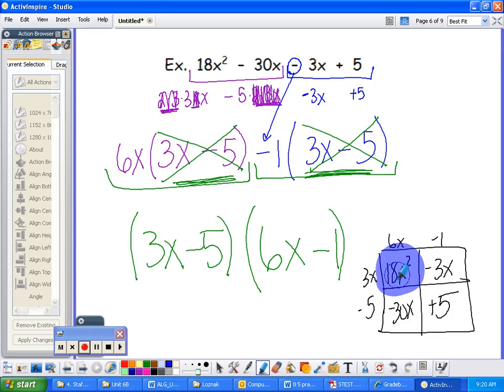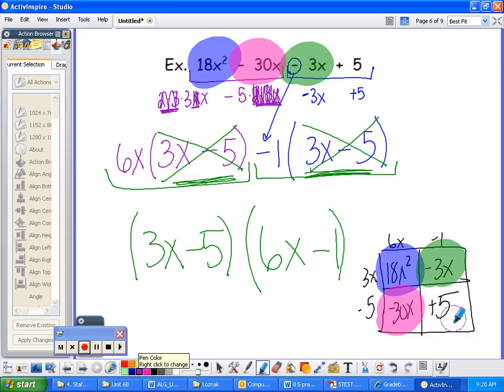18x squared and 18x squared. A negative 3x and a negative 3x. A negative 30x and a negative 30x. A positive 5 and a positive 5. So my answer is correct.